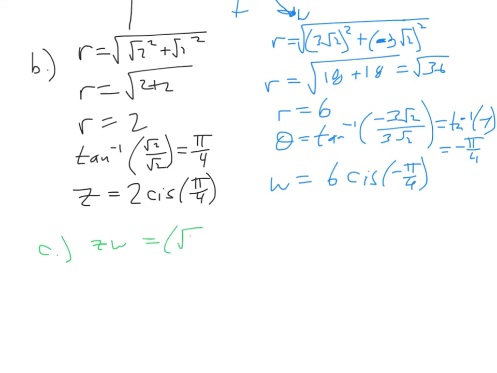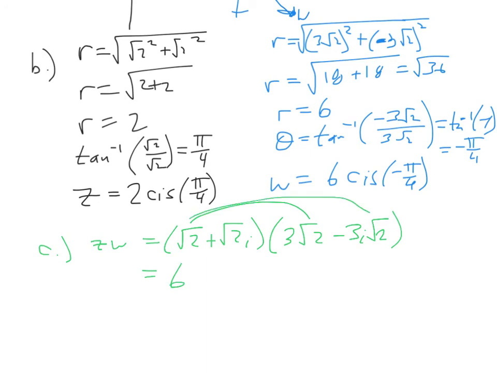So that's going to be root 2 plus root 2 i times 3 root 2 minus 3i root 2. So when I go through and multiply this out, these ones give me 3 times 2, which is 6. This times this is going to get me negative 6i. This times this is going to give me positive 6i. Oh, so that's neat. Those drop out. And then at the end here, I'm going to have minus 6i squared. Well, the i squared is going to become a negative 1, which will turn this positive. So it looks like z times w is going to be 12.